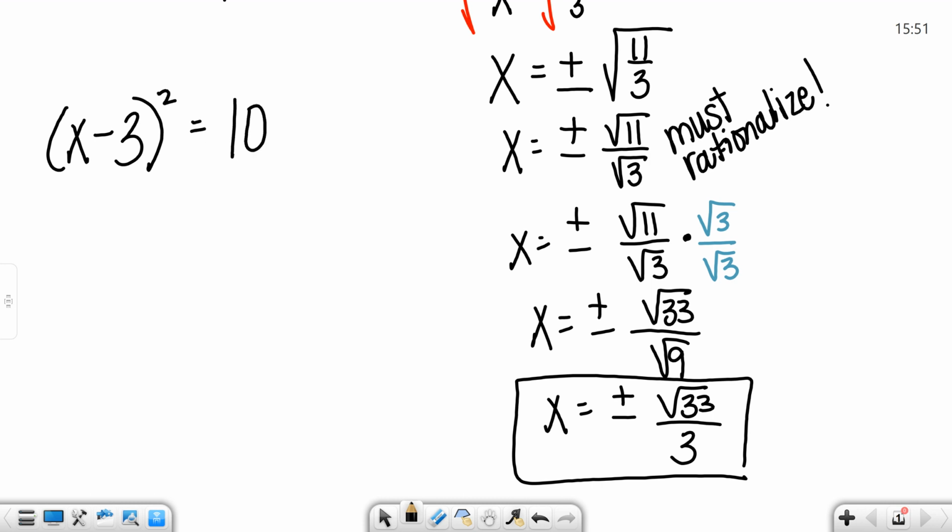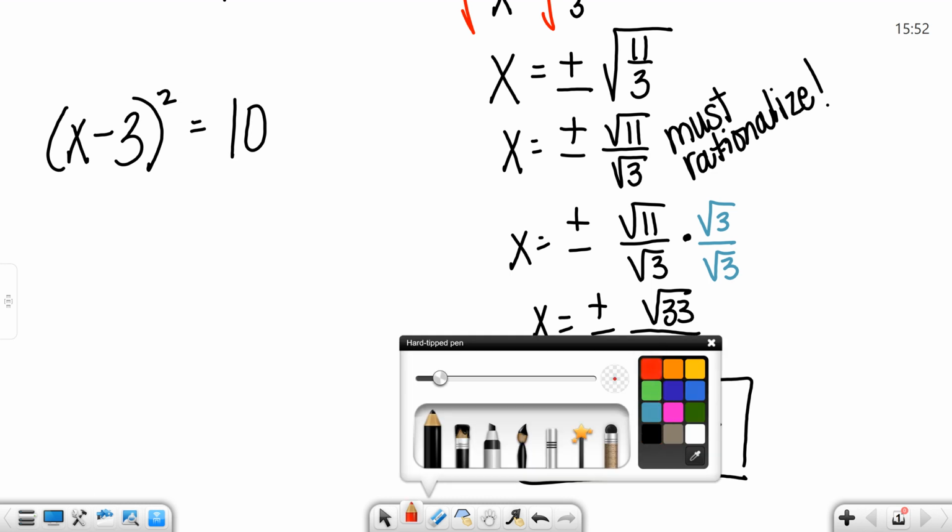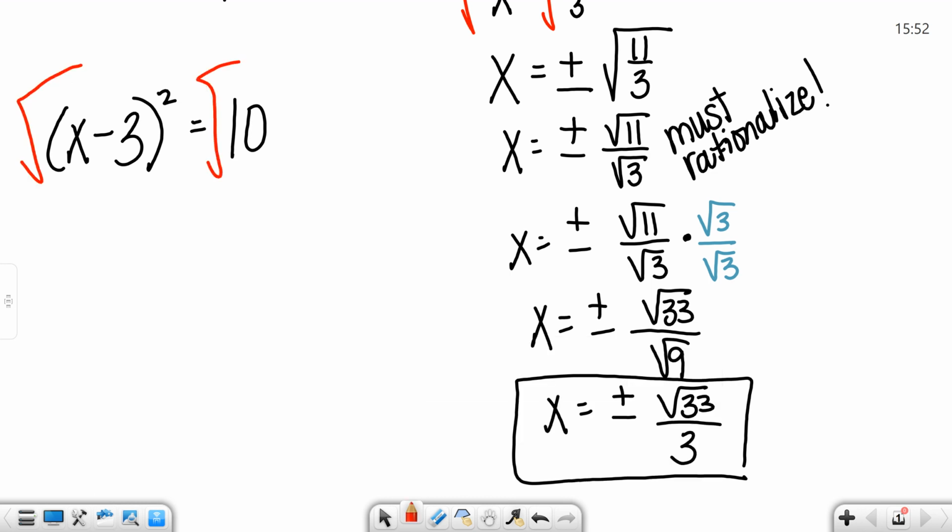So let's say we don't just have an x squared, we have an x minus 3 squared. Well, our process is the same. Think of it as some stuff being squared. As long as that stuff is all by itself, we're good. So I am going to take the square root of both sides. That leaves me with x minus 3 on the left, and it leaves me with plus or minus the square root of 10. I do not want a decimal. So now to solve for x, I add 3 to both sides.